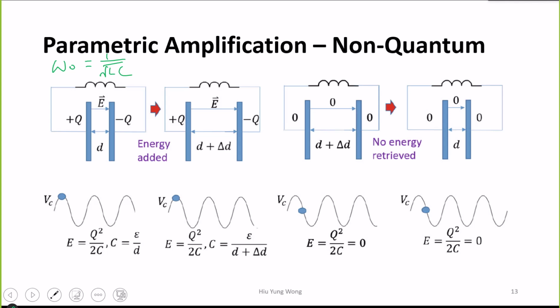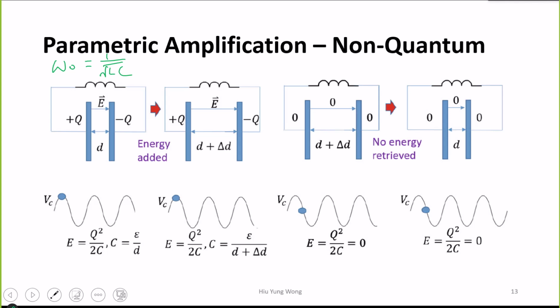pulling 2 times every cycle, look at this, 2 times every cycle, you are pumping energy into this system and you are amplifying the system energy. That's called parametric amplification, because you change the parameter of the system, which is the distance of the capacitor. Right? So by using this way, I can amplify the signal through parametric amplification.